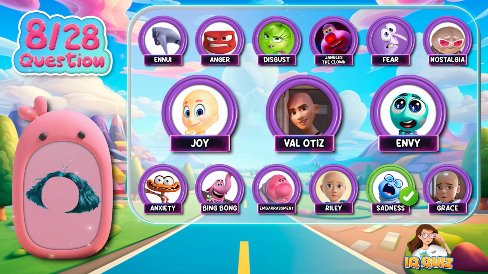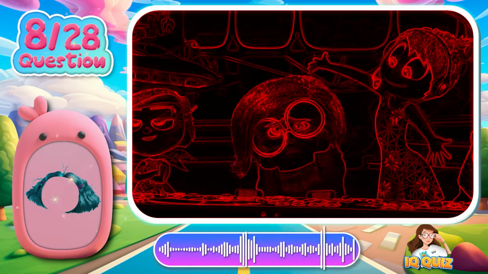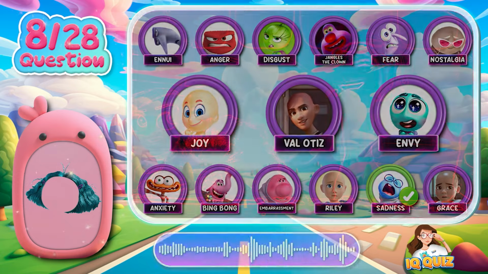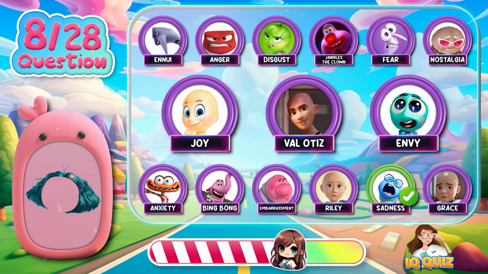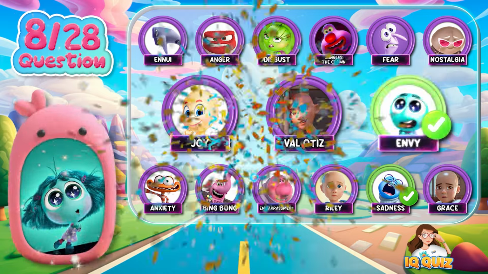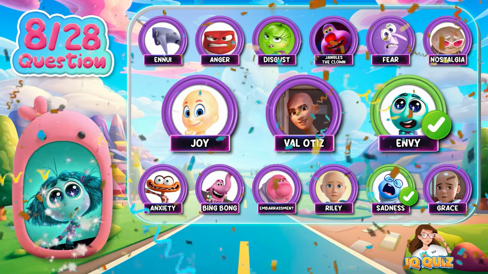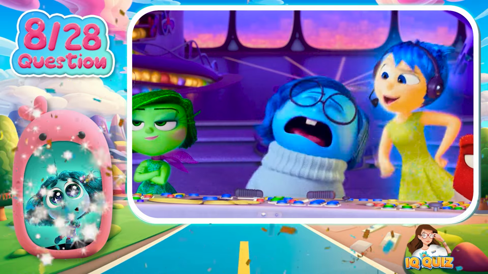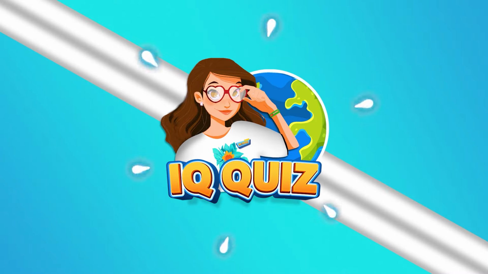Round 8. Do you remember this character? Envy, the little cutie one, is the character.